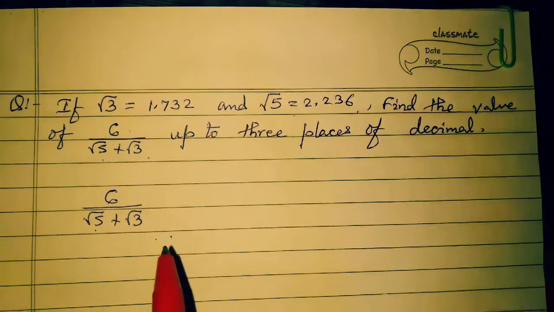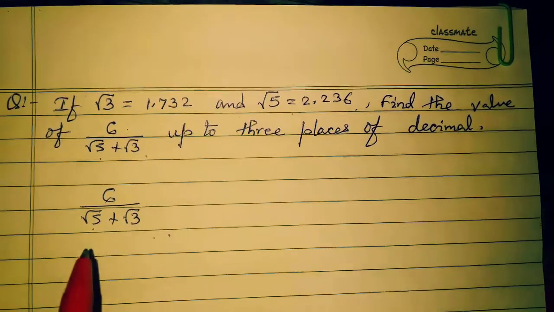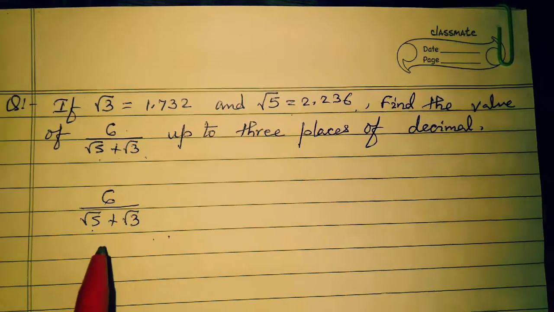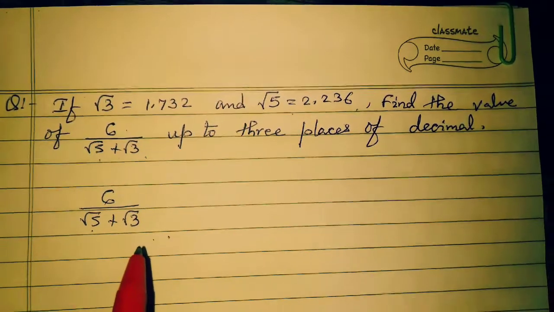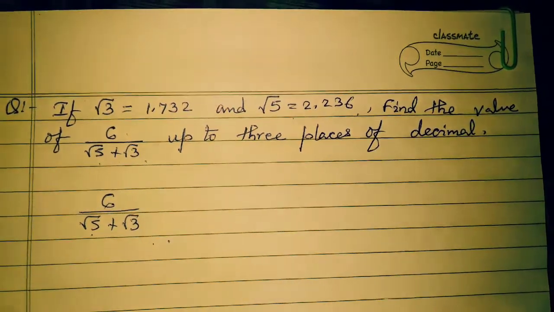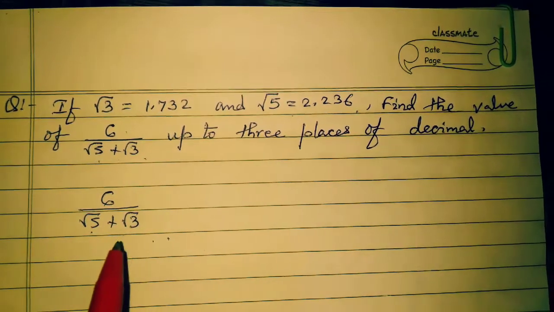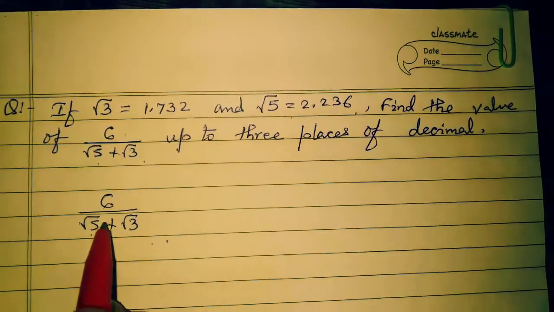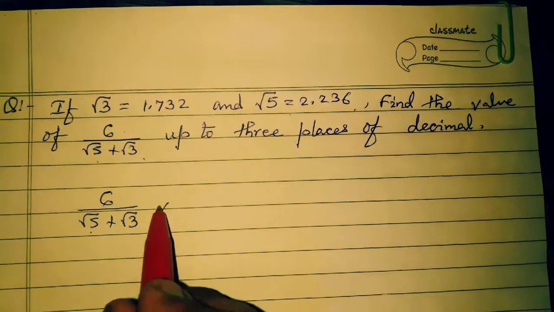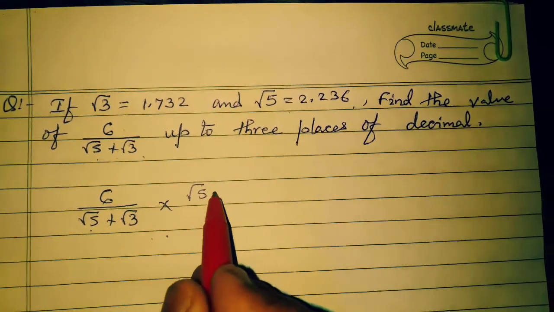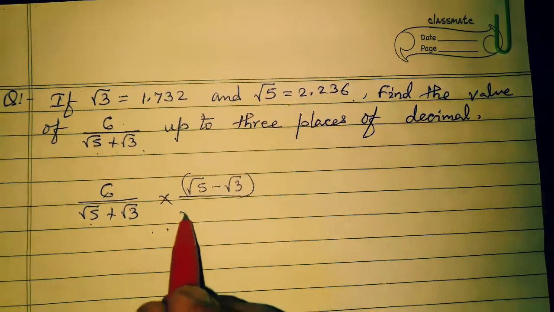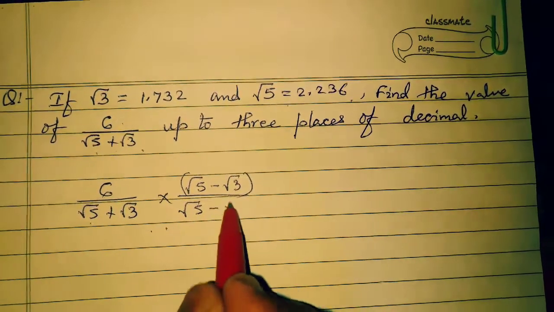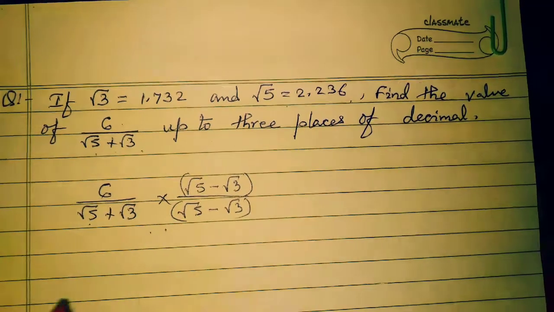But no, whenever a root is given in the denominator, first of all we'll rationalize. After rationalizing, we'll put the value of root 3 and root 5. So first of all, we'll rationalize this one. What is the rationalizing factor of root 5 plus root 3? That is root 5 minus root 3. So we'll rationalize by multiplying the numerator as well as the denominator by root 5 minus root 3. So if you multiply, what do we get here?